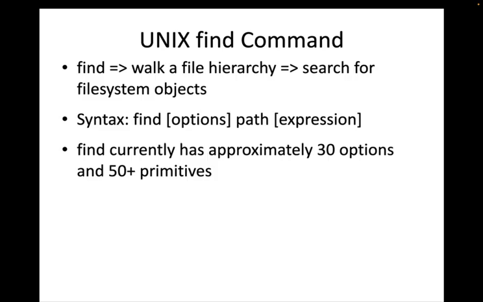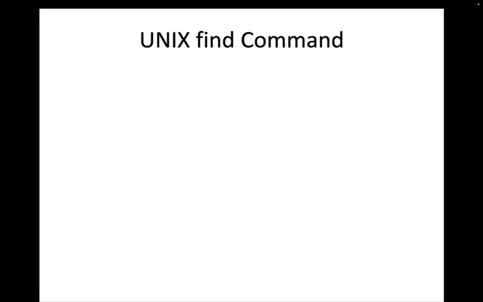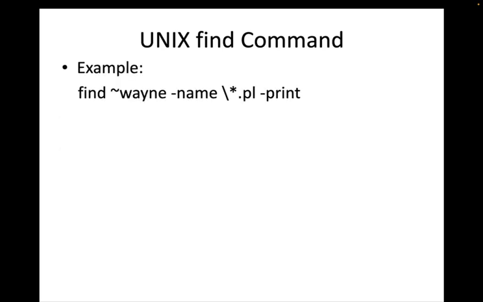Now, find has 30 options and over 50 what are called primitives. And primitives are basically the things you are checking for. I think the easiest way to explain this is just show you some examples and talk through what those examples are doing. So the first example is this.